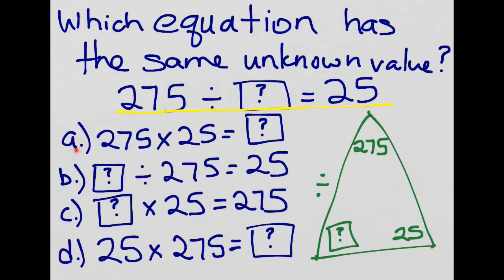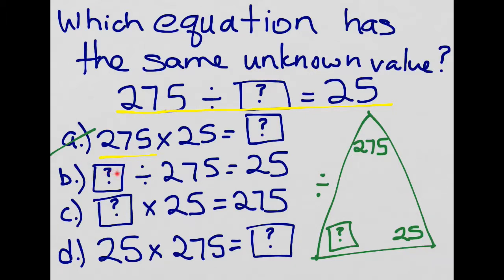So let's start here with A. We have 275 times 25 equals the unknown value. I know if I'm multiplying, I should be looking at the two numbers at the bottom of my triangle, which we are not. Those two numbers would be the mystery number and 25. This one is starting with 25, which should only happen for division. I know this number is wrong, which means this answer can't be correct. Let's look at the next one.